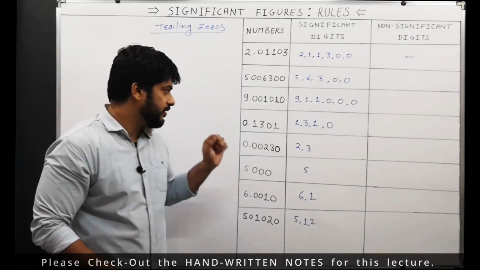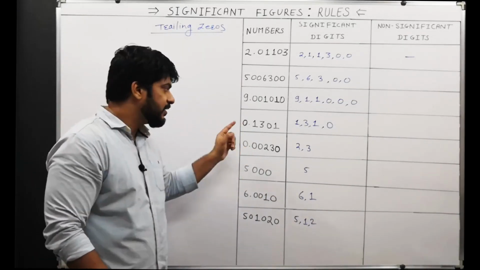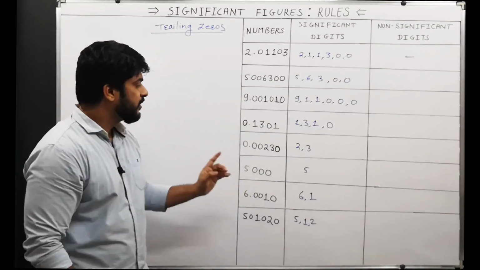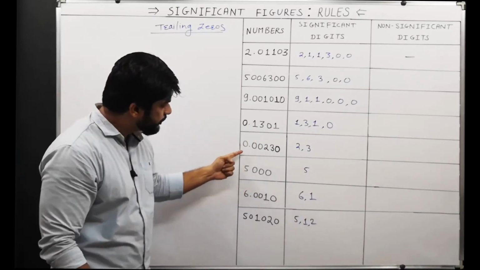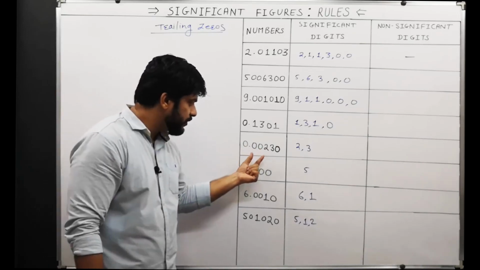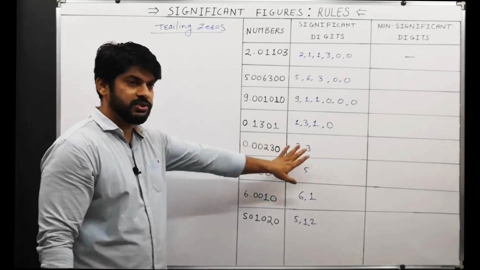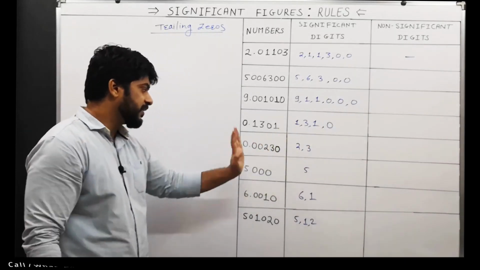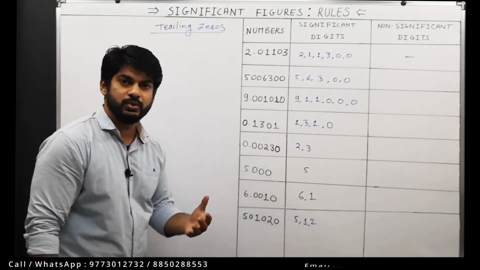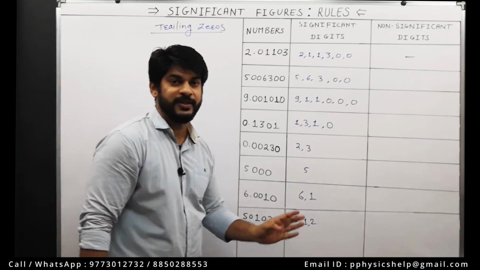So let's wait and let's see. Okay, till then let's keep it as it is. Okay, let's move on. Over here, is there any zero in between the two non-zero digits? No. So there is no such zero. So right now we'll keep it as it is. Over here, is there any zero? No, there is no such zero.